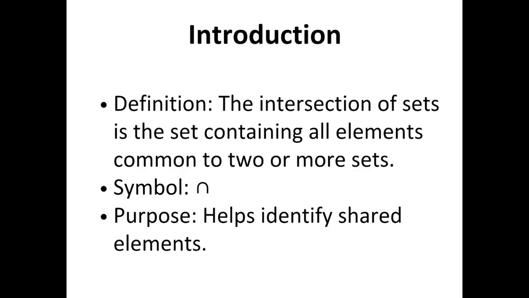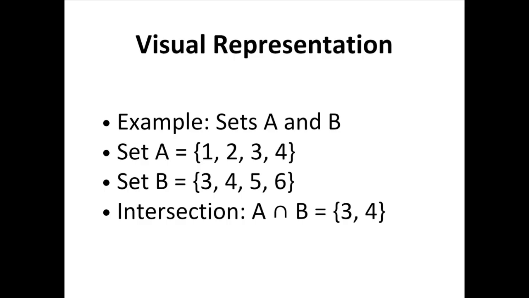Let me give you a concrete example. Suppose we have two sets, set A is 1, 2, 3, 4 and set B is 3, 4, 5, 6. To find the intersection, we have to look for numbers that appear in both sets. In this case, the numbers 3 and 4 are in both set A and set B. So the intersection A ∩ B equals {3, 4}.